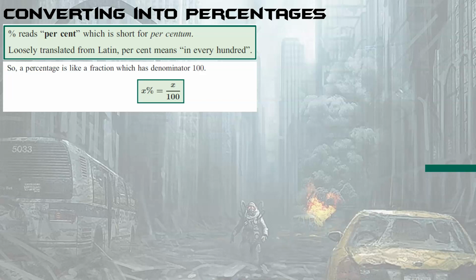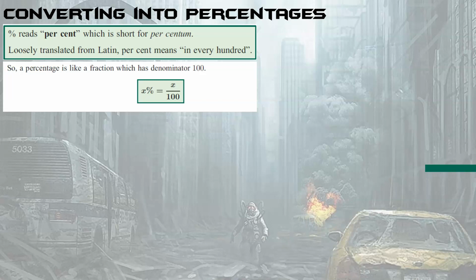Looking at converting into percentages. When we say percent, it actually means per centum, or it's short for the word per centum, loosely translated from the Latin word to mean 1 in every 100 or in every 100. So when we say a percentage, it's actually just the same as dividing by 100. So some percent of x is x divided by 100. 100% is 100 over 100, which is the highest possible number. It's 1, so that's why we say 100% is the top score.